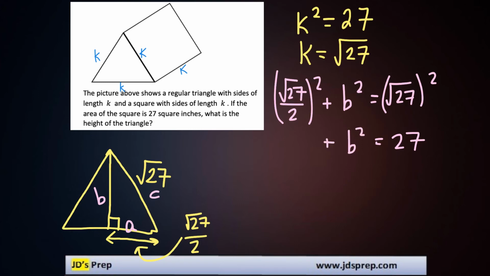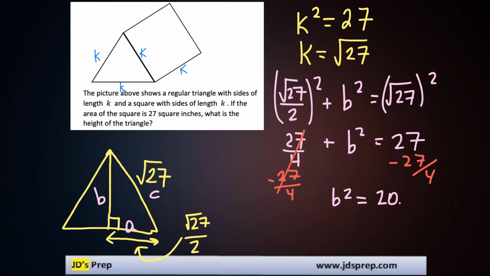And root 27 over 2 squared, well, we'll just get rid of that square root, and then on the bottom, 2 squared is 4. All right, well, now if we're trying to solve for b, the next step would be to subtract that fraction, 27 over 4, from both sides. Okay, so that means that b squared is equal to 20.25.